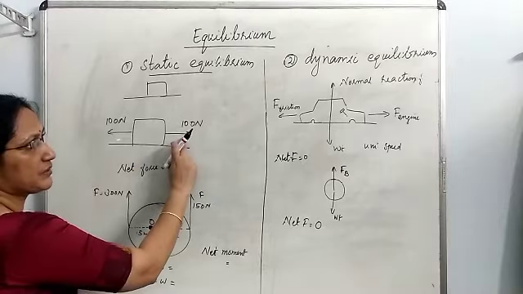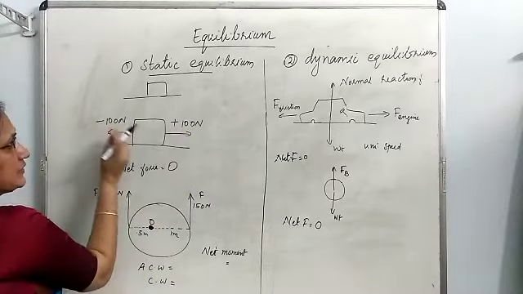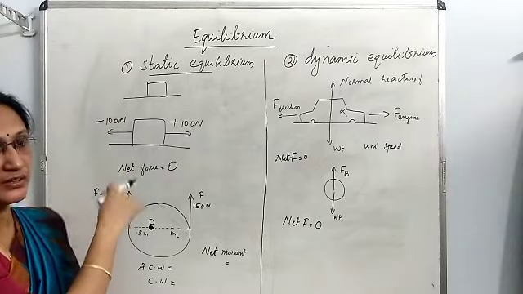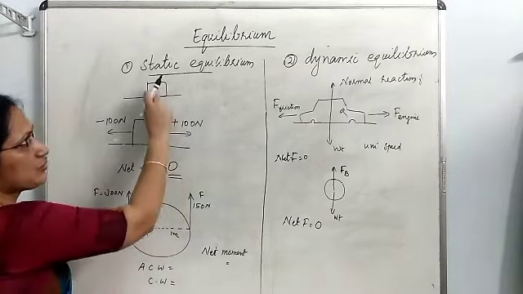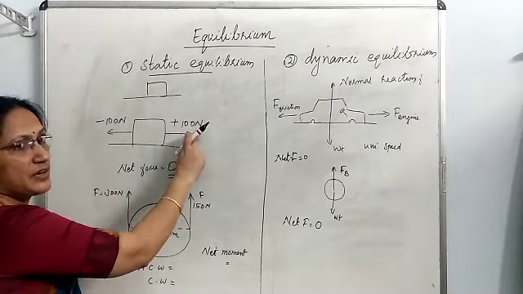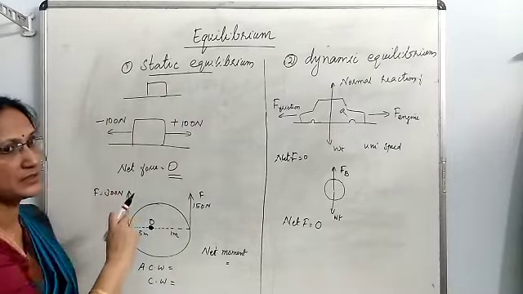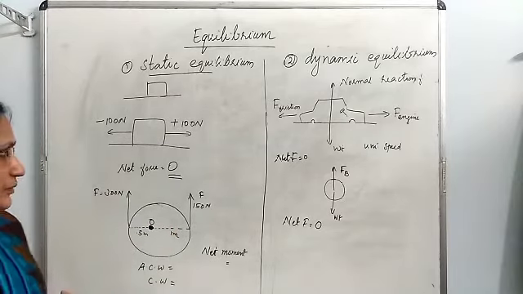The force exerted by this boy, if it is taken as positive, the force in the opposite direction must be given a negative sign. So what is the net force? Net force is zero. So the body at rest continues in the same state of rest even after applying the forces. This situation we call a condition of static equilibrium.